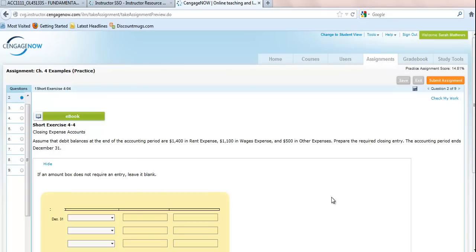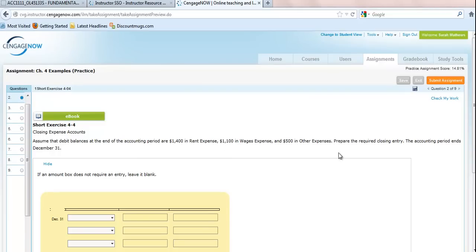Now we're going to take a look at the second step in closing entries. In the second step, we close all of our expense accounts because our expense accounts are also our temporary accounts. So it says to assume that the debit balances in the ending of the accounting period, rent expense has $1,400, wages expense $1,100, and $500 in other expenses.